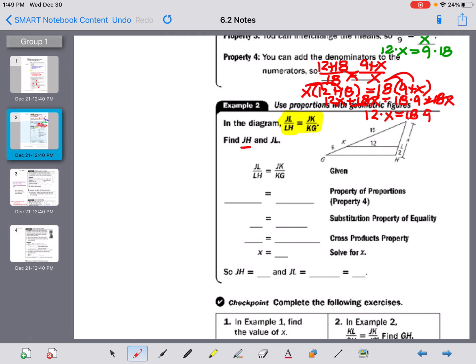They want us to find JH and JL. Well, right now JH has this big X on it and JL has nothing on it. So we need to figure out that X first. Okay, let's plug and chug. What is JL? Well, J to L, oh, there's nothing marked there. The whole thing is X and the bottom is 2.